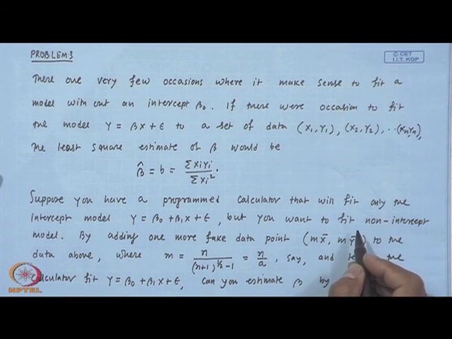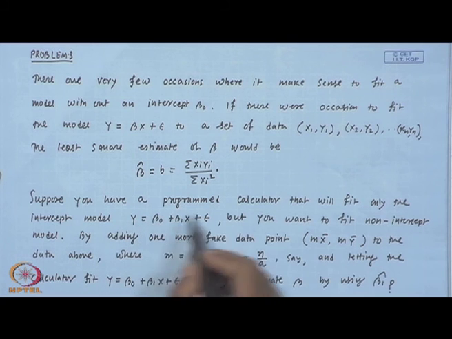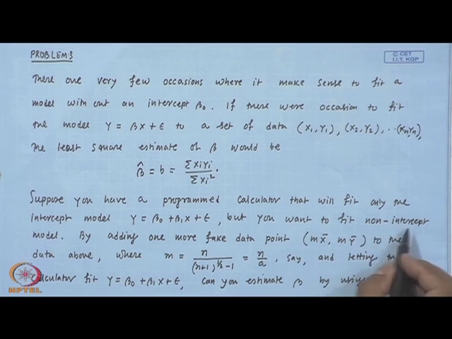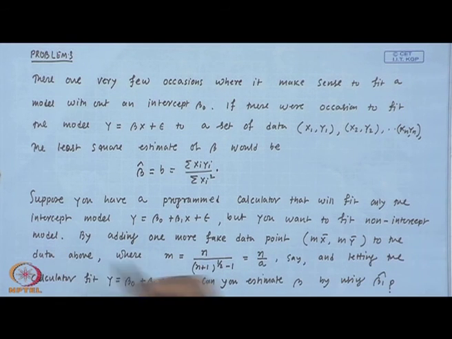And then the second part is that suppose you have a programmed calculator that will fit only the intercept model y equal to beta naught plus beta 1 x plus epsilon, but you want to fit a non-intercept model. So, you have some programmed calculator that fits only the intercept model, but you want to fit the non-intercept model. Now, the question is, by adding one more fake data, say m x bar, m y bar, where m is a function of n, and letting the calculator fit the intercept model, can you estimate this beta by using beta 1 hat? Okay, so this is the problem.